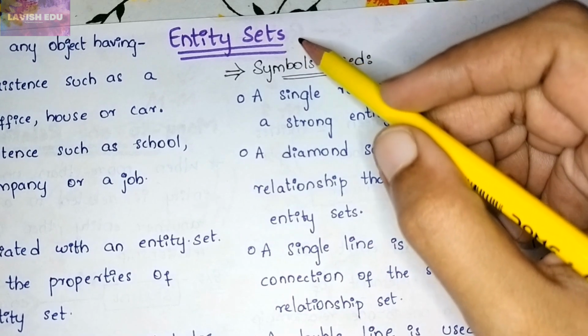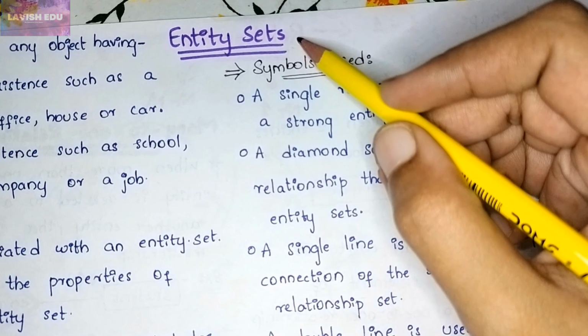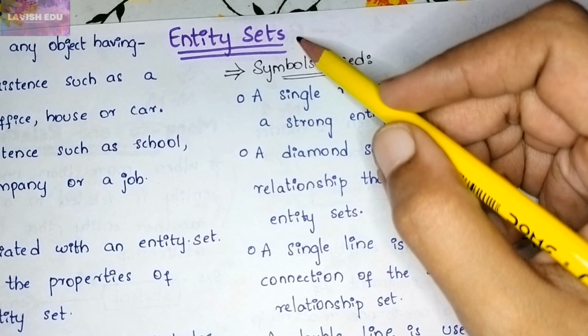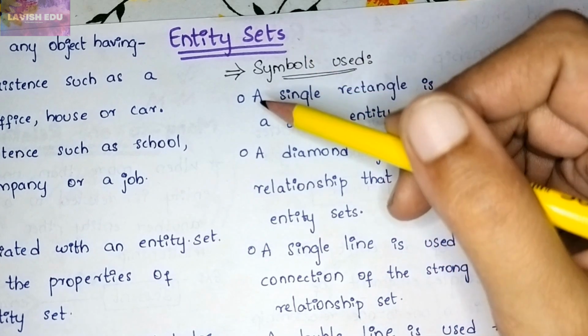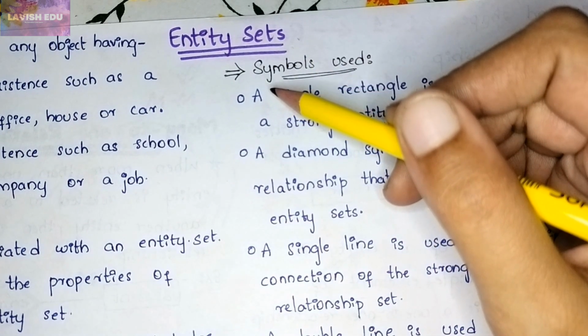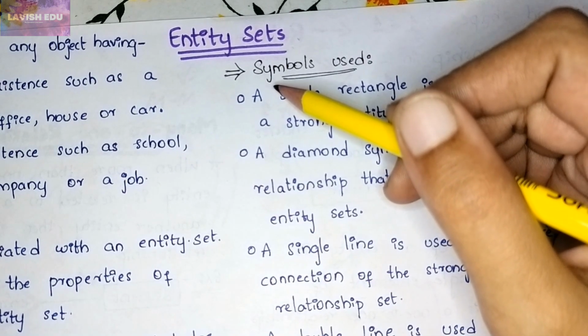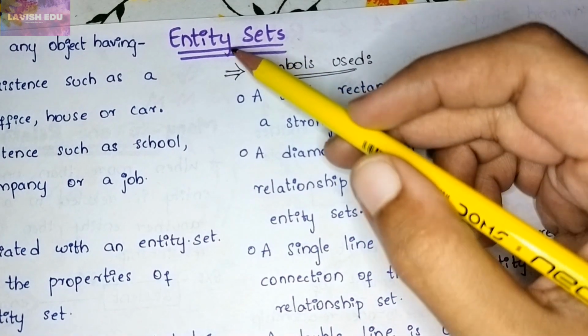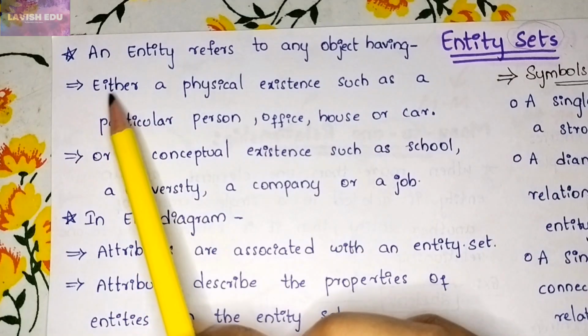Today we are going to discuss the entity sets. We have already gone through the topic of entities. Entities are nothing but the things which exist in the real world, that may be living or non-living. Now today we are going to see about the entity sets.